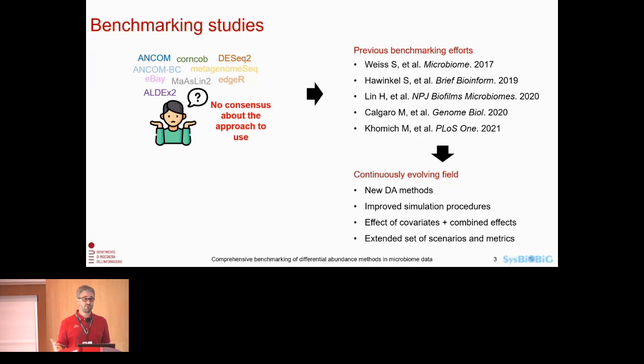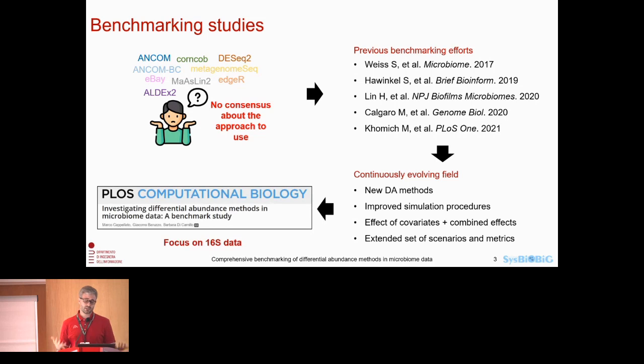Then there are a lot of covariates of interest to study: the sample size, the number of differentially abundant taxa. There are many things that we want to study. Also the combined effect, how they affect the performance of the methods. And so at the end, there are many scenarios and many metrics that we need to use to cover the complete performance of methods. For this reason, we proposed a new benchmarking study, an update in this time series of studies, where we consider even the most recently developed methods for differential abundance analysis.